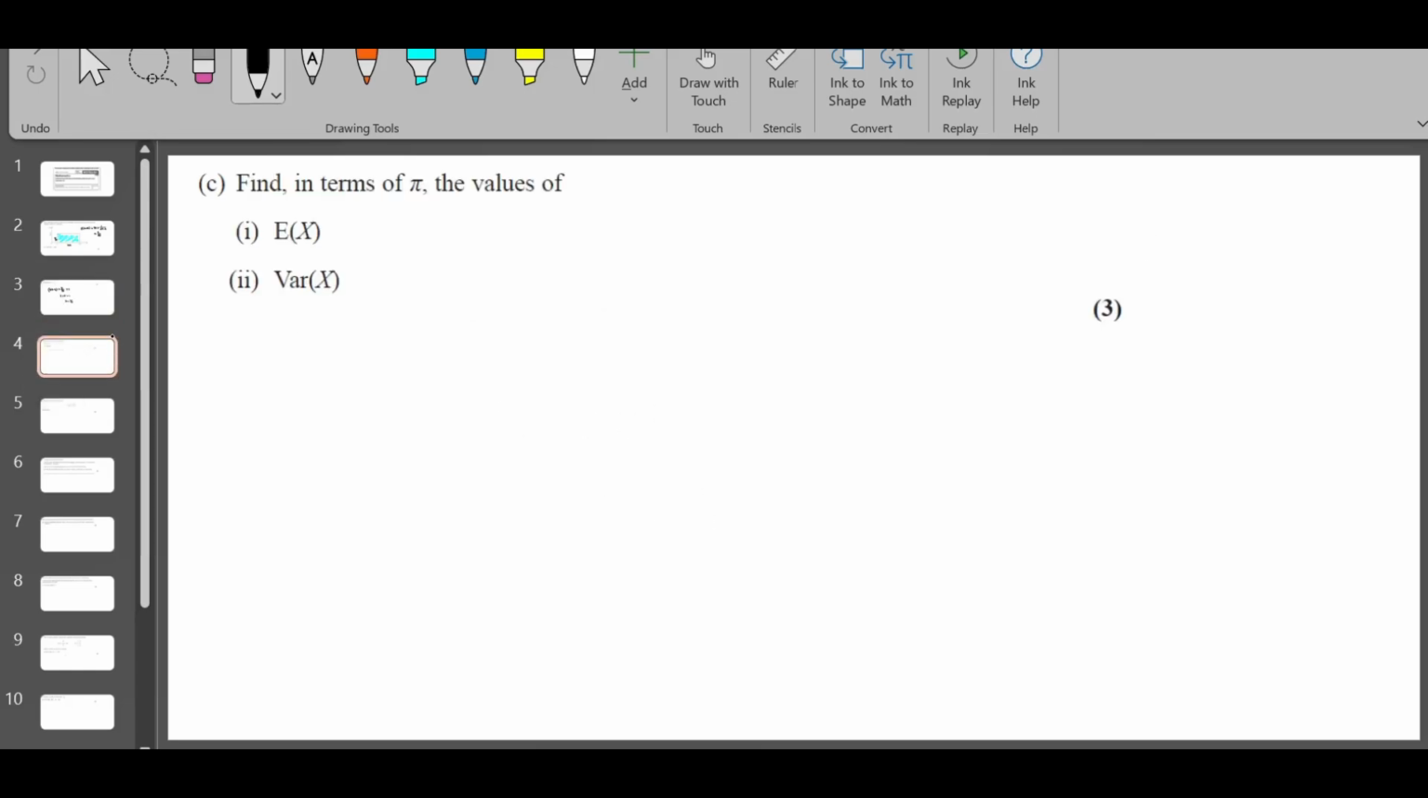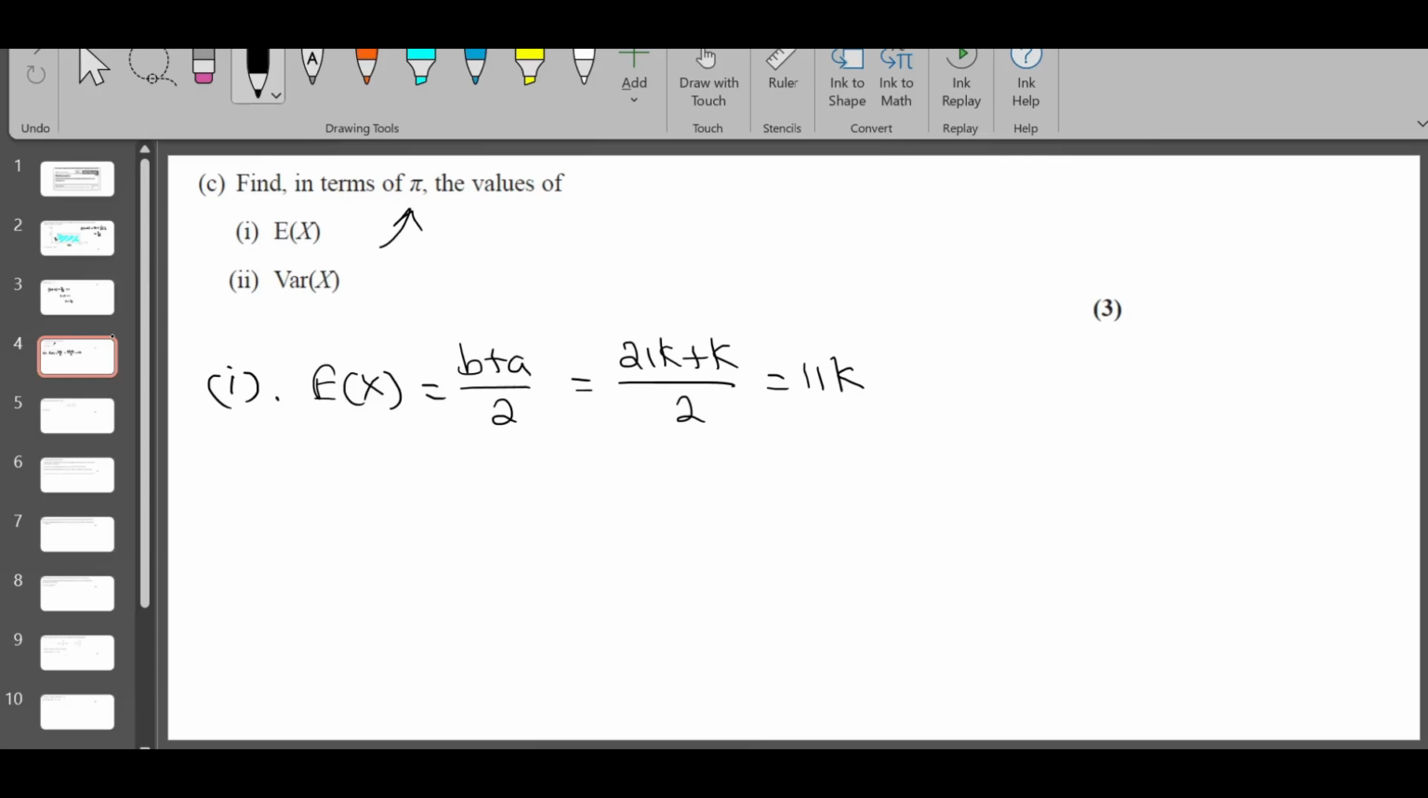Part C, find E of x. There is a formula given in the data booklet. The E of x is b plus a over 2. b is 21k, a is k, over 2 is 11k, but they want the value in terms of pi, and we know k is 1 over pi from the previous part, right? So it's 11 over pi.